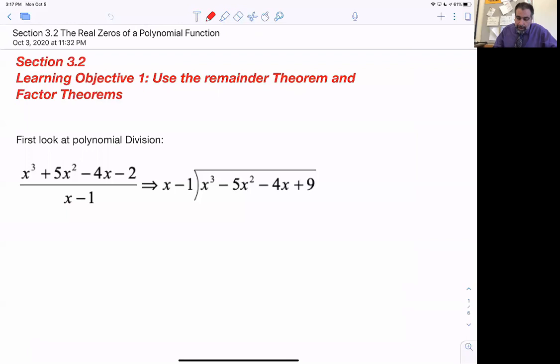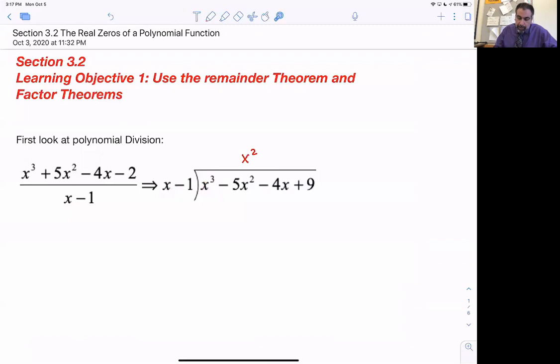So the way I do long division is this way. I'm always trying to eliminate the leading term right here. So the question is, what do I multiply x by to get x cubed? And that's the way you want to ask it. What do I multiply this by to get this? So in this case, what do I multiply x by to get x cubed? We would multiply that by x squared.